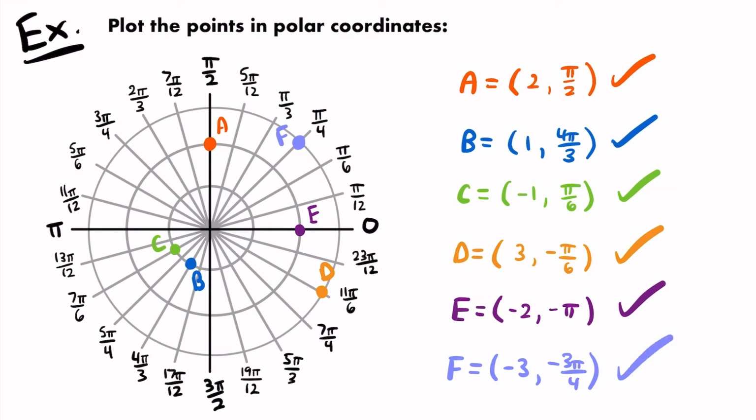Okay, so that was point F, which was the last point that we wanted to plot in this polar coordinate system. And so that's it for this example. We have successfully plotted all 6 of these points in polar coordinates.